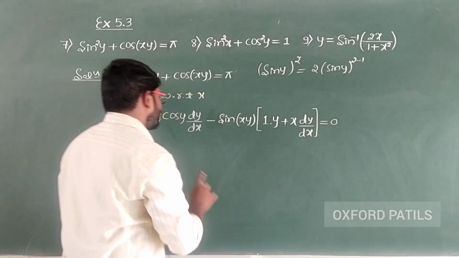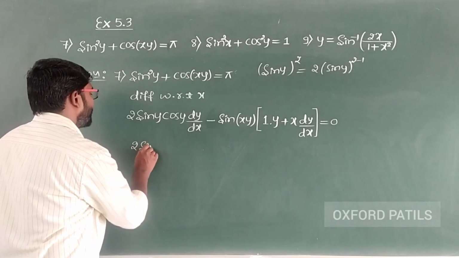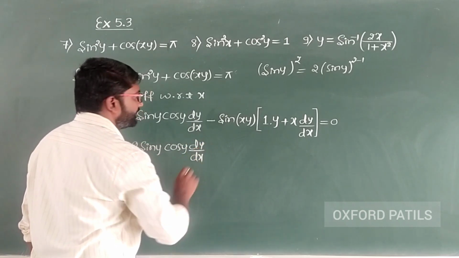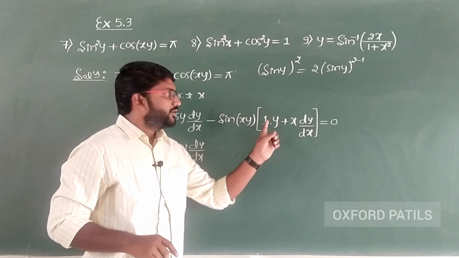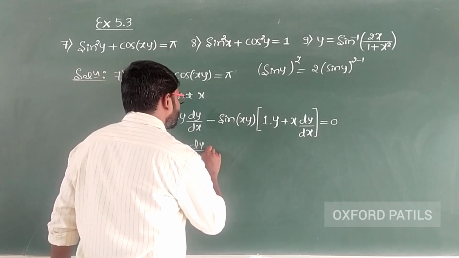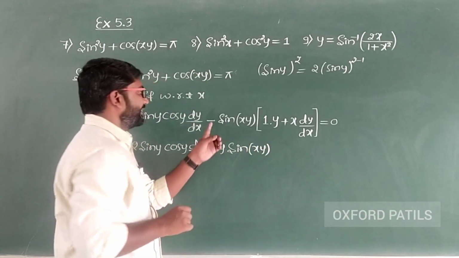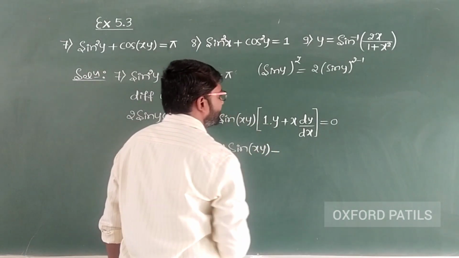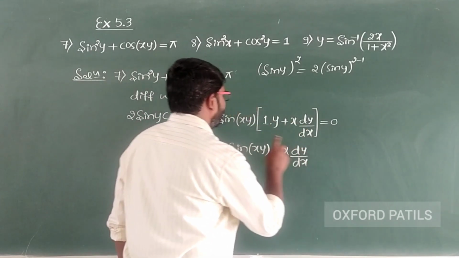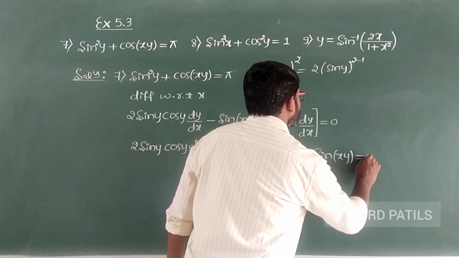It is 0. So now simplify this further. 2 sin y into cos y dy by dx. Then multiply this term with these two. 1 into y it will be y, minus y sin of xy. So we get minus y sin of xy. Then minus into plus it will be minus this term into this one. It is x dy by dx into sin of xy, which is equal to 0.